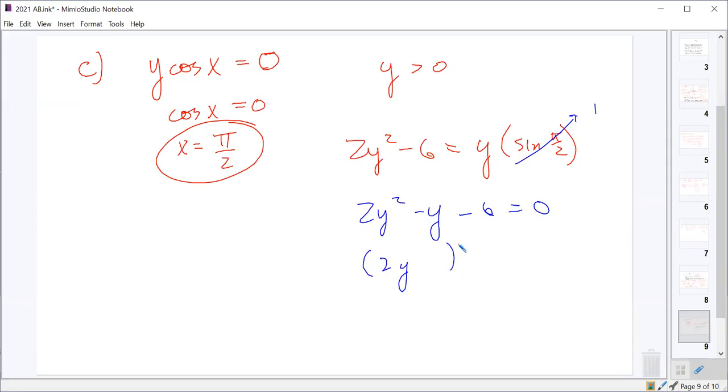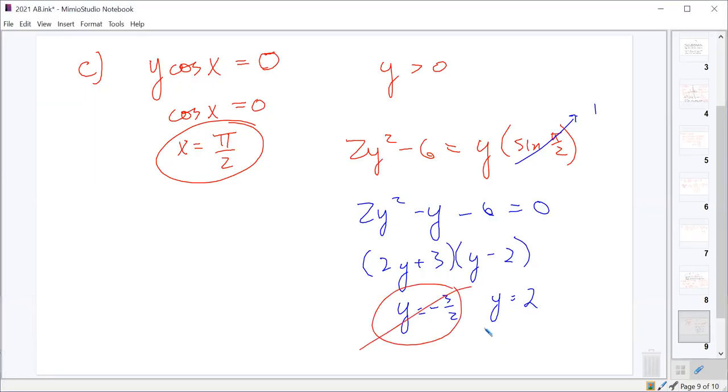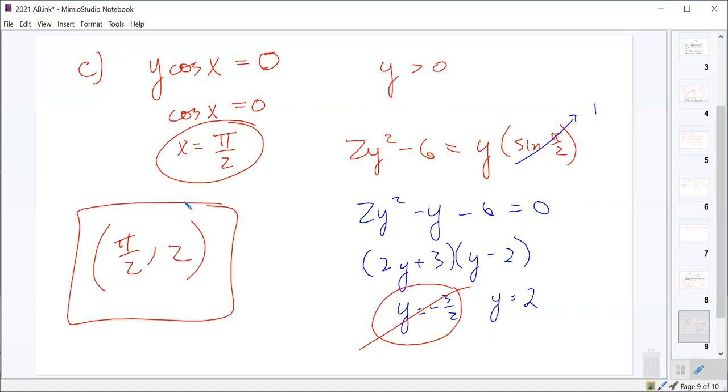So we'll factor that out. Y equals negative 3/2 and y equals positive 2. And it asked us for y to be greater than 0, so that'd be y equals 2. So our coordinates are (pi over 2, 2). Good. Any questions on that part?